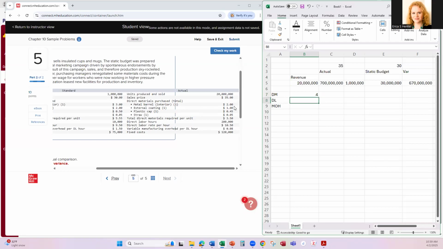So in terms of materials, that gets us a total of, so they're saying 350. Wait, did I do my math wrong? Let's see, 2 plus 1 plus 0.45 plus 0.05.